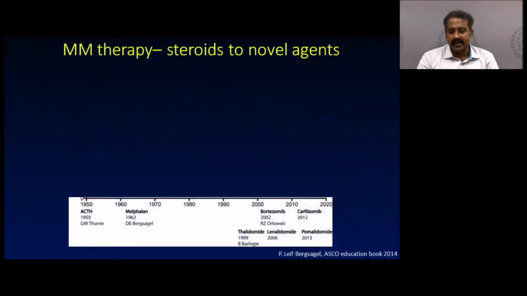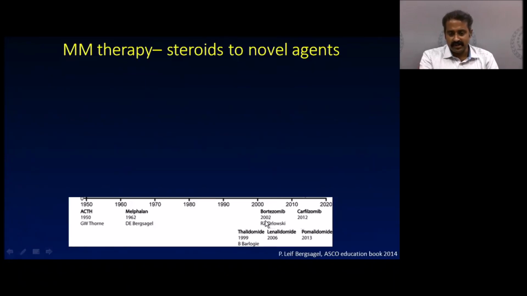Now, what has this treatment done to the survival in multiple myeloma? In the 1950s, the only available treatment was prednisolone. This went on for almost 10-15 years till melphalan was discovered in 1962. And then from 1960 to 2000, the only available agents were steroids and melphalan. In the late 1990s and early 2000s, there was the discovery of the immunomodulators, thalidomide in 1999 and bortezomib in 2000, and then came lenalidomide, pomalidomide, carfilzomib, etc.